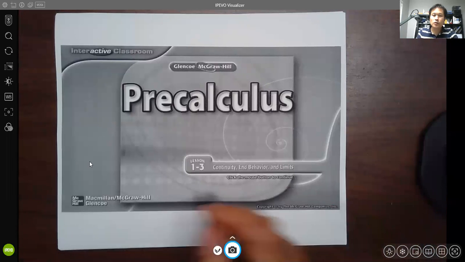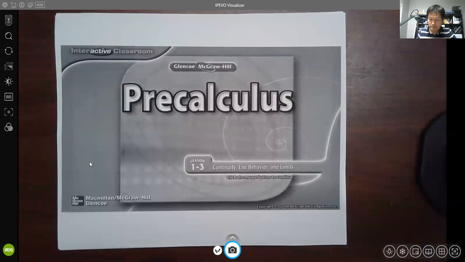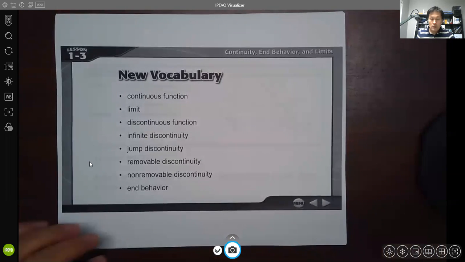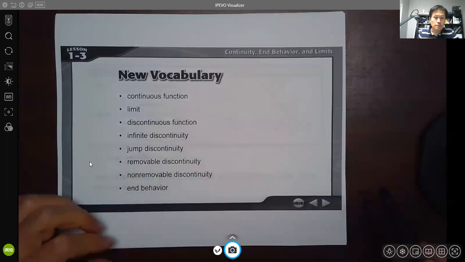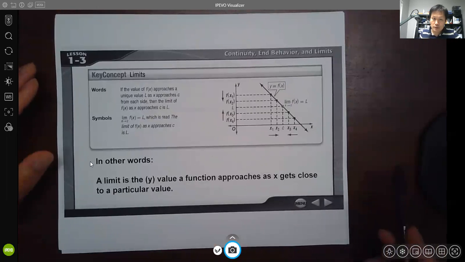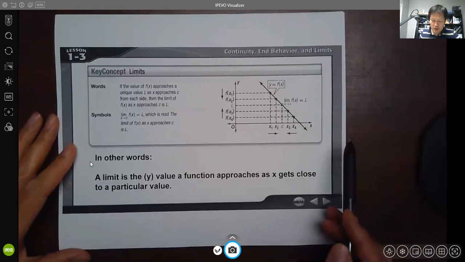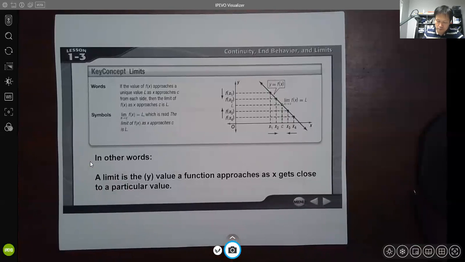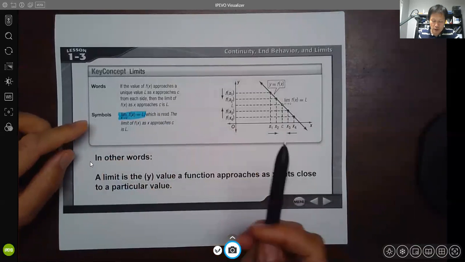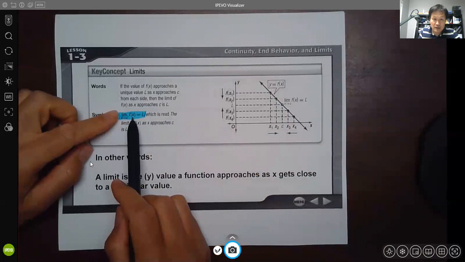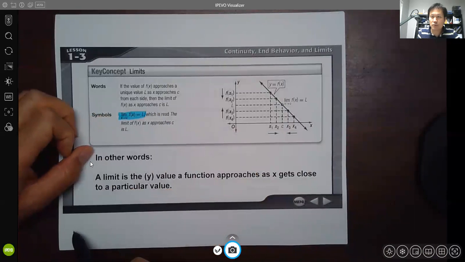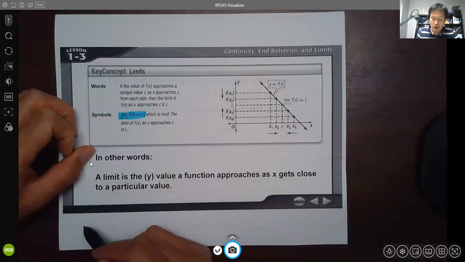Pre-calculus 1.3, continuity and the behavior of limits. Okay, so we'll talk about these topics here. Limits. The way we denote limits is the following. The way you read it: limit of f of x as x approaches c is equal to, in this case, L. Okay, what does that mean?